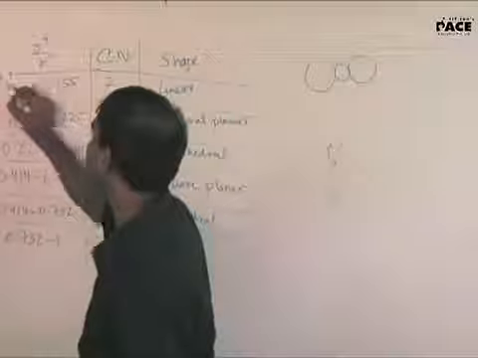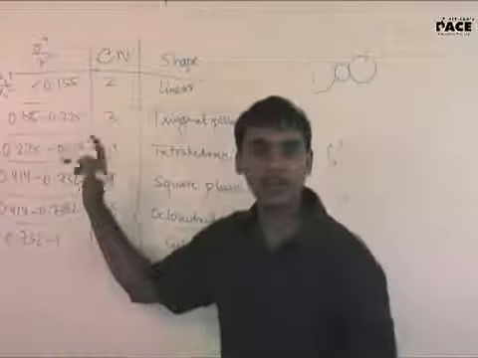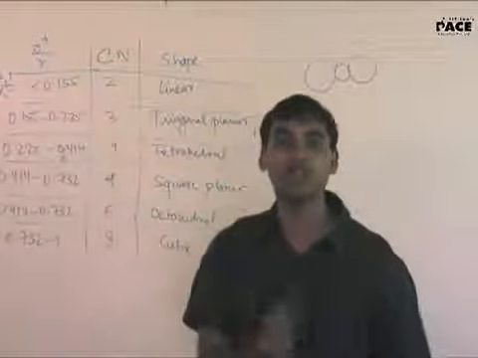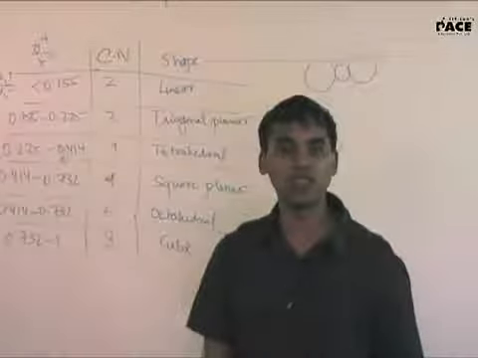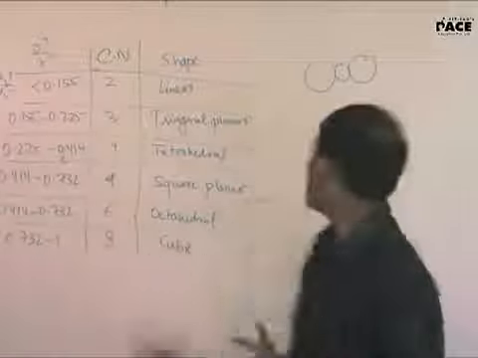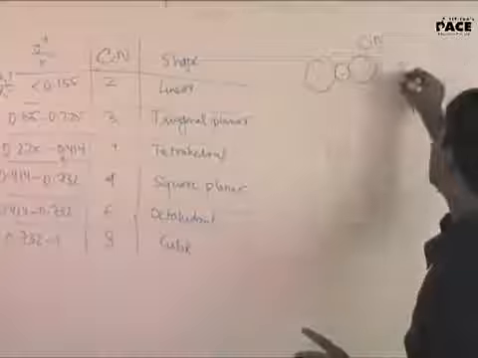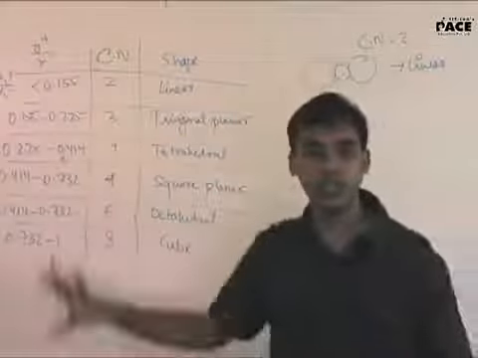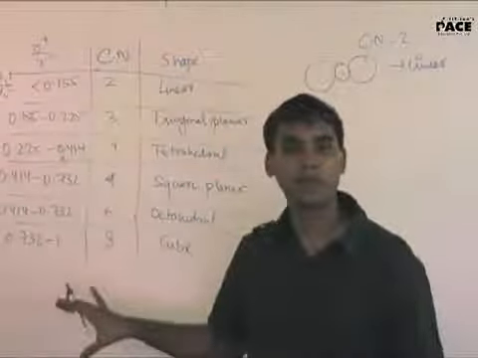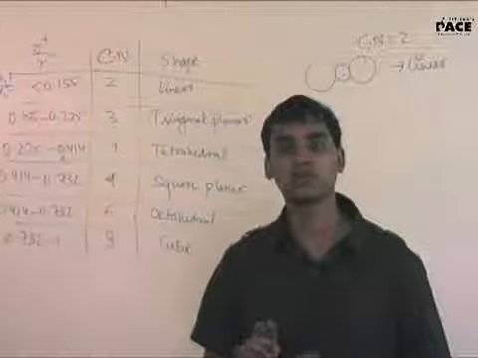So if r plus by r minus is less than 0.155, then it is not even having a coordination number of 3. So the only case possible is having a coordination number of 2. And in that case it will be linear. So see, you have this range. Are we clear? Yes.